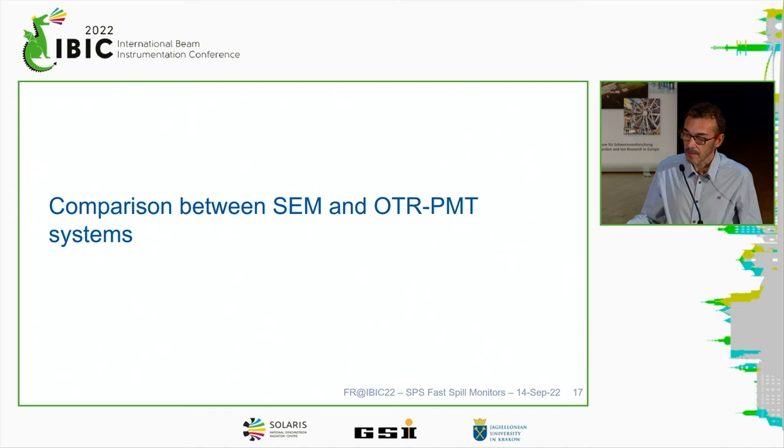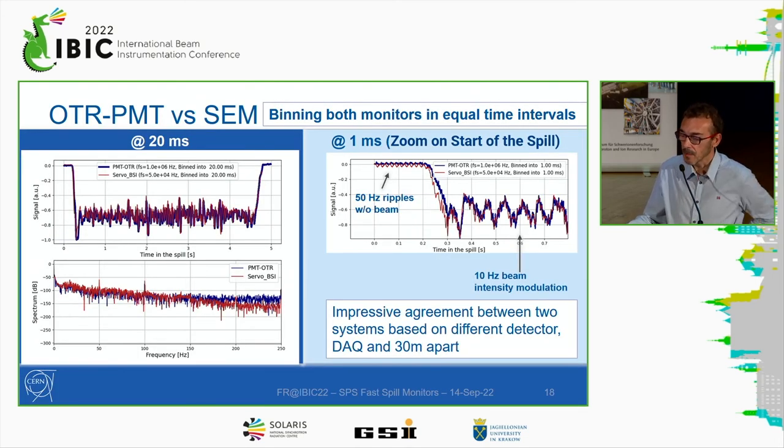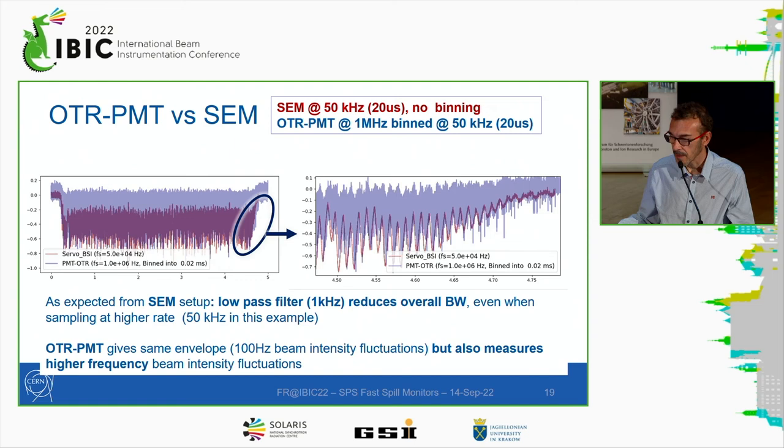Now I have a few comparisons between this OTR PMT-based detector and the secondary emission monitor. By design, I presented the fact that they have different acquisition rates. But when we bin the time signal in the same time intervals for comparison, like in this case on the left 20 milliseconds and on the right 1 millisecond, then the agreement is really very good. Also considering that there are two different methods, 30 meters apart from each other with different data acquisition systems, the information they contain about the spill quality is clearly the same, as you see here.